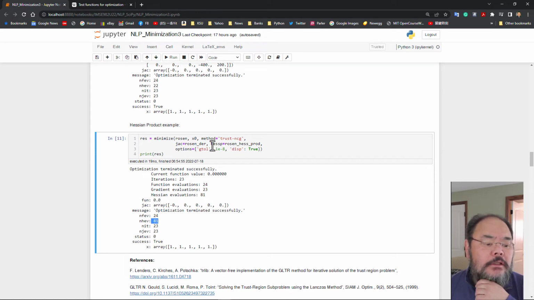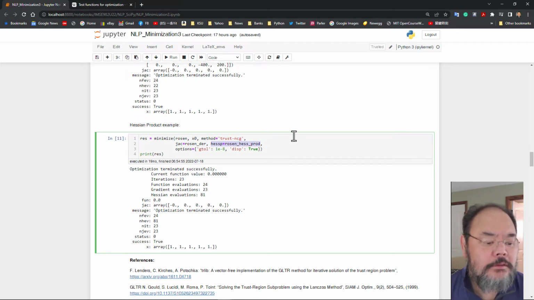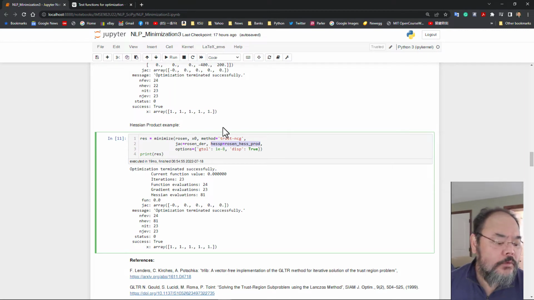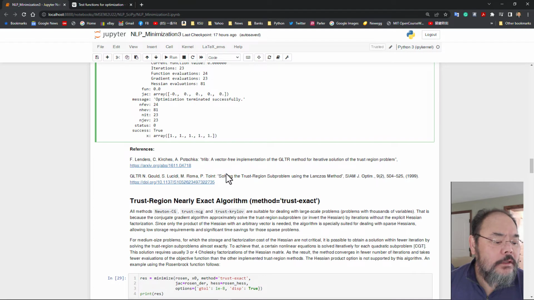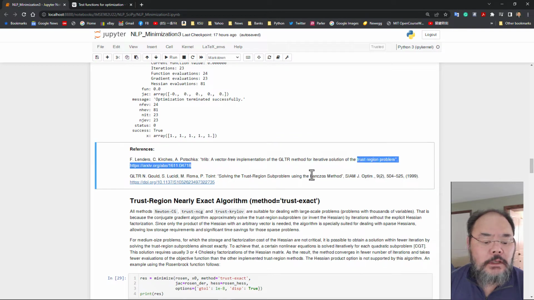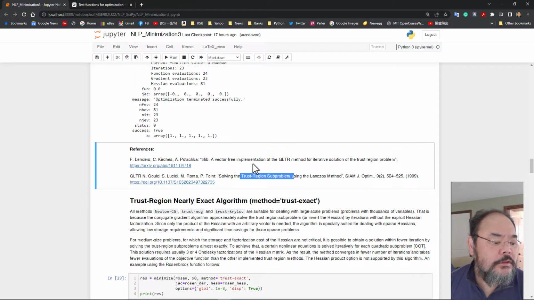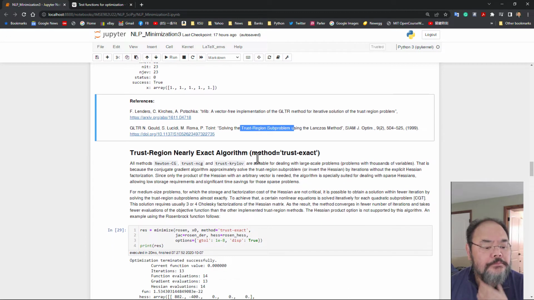Again, this trust region Newton-Conjugate gradient method can also use the Hessian product information for solving the problem. So I give you some references for these algorithms, trust region problems, using trust region subproblems, and so on and so forth. These are the two very famous references in that range, and for this topic.